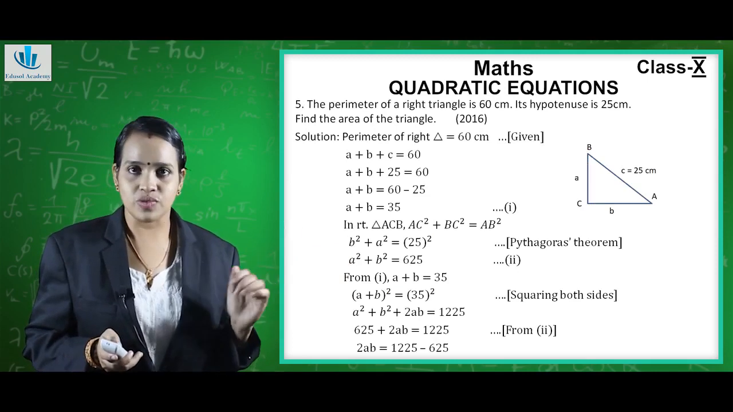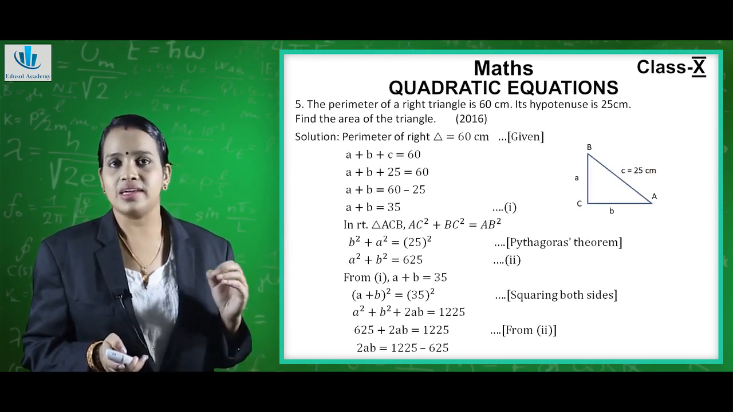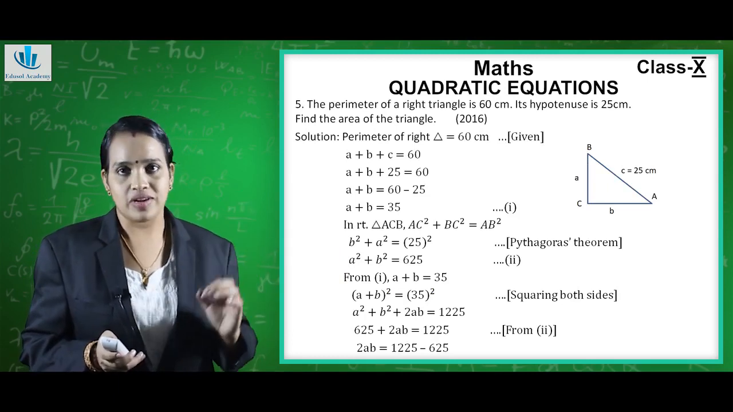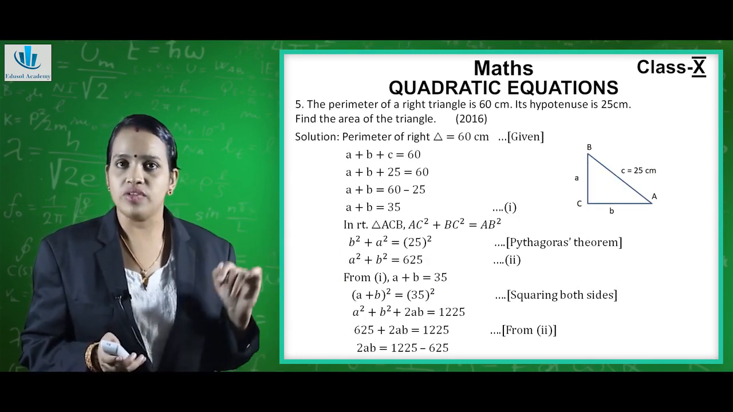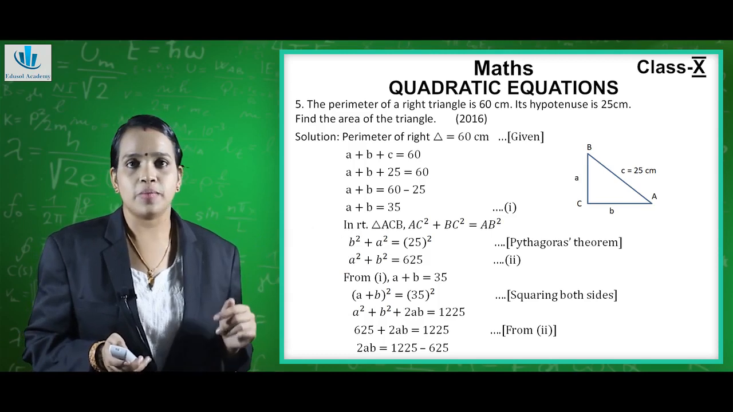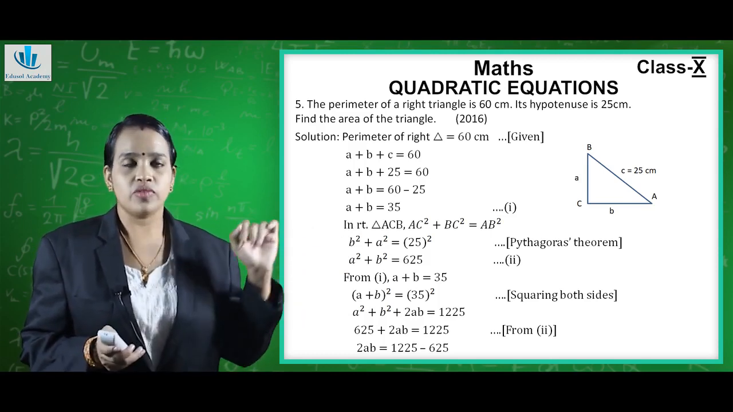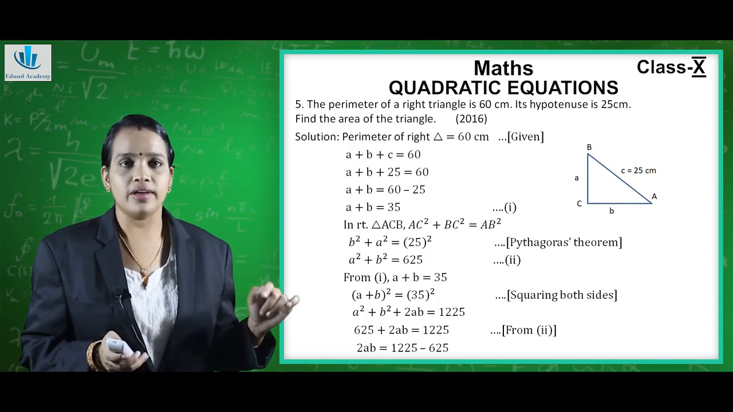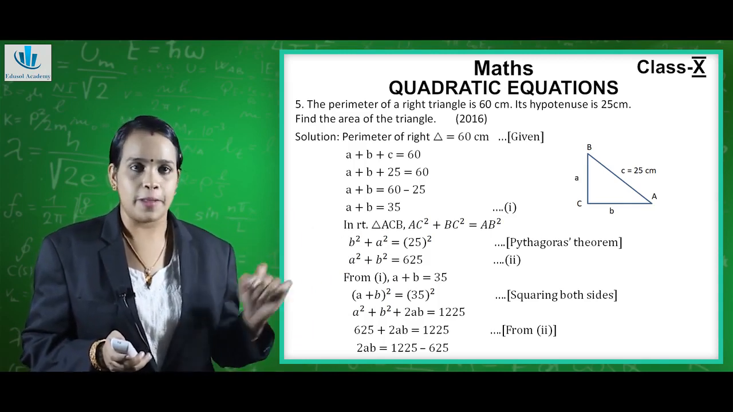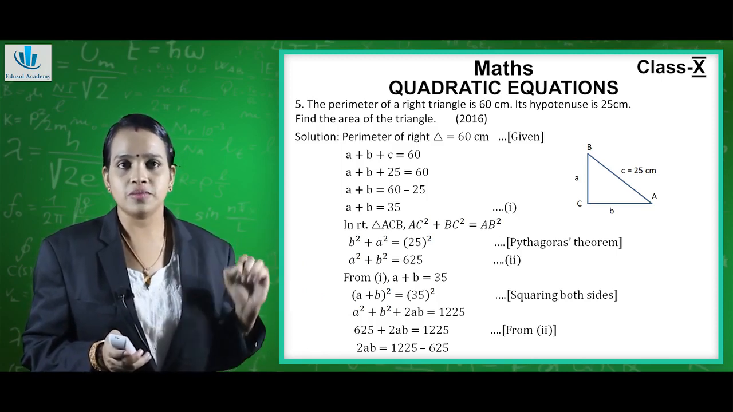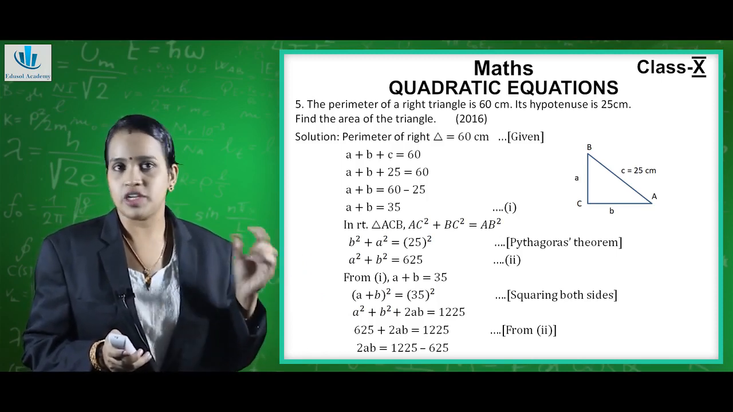Now we will see the next question. The perimeter of a right angle triangle is 60 cm. Its hypotenuse is 25 cm. Find the area of the triangle. This question has appeared in the year 2016. So we will roughly draw a diagram. We are drawing a right angle triangle and we will name it BCA. Now one side we will write as a as its measurement.